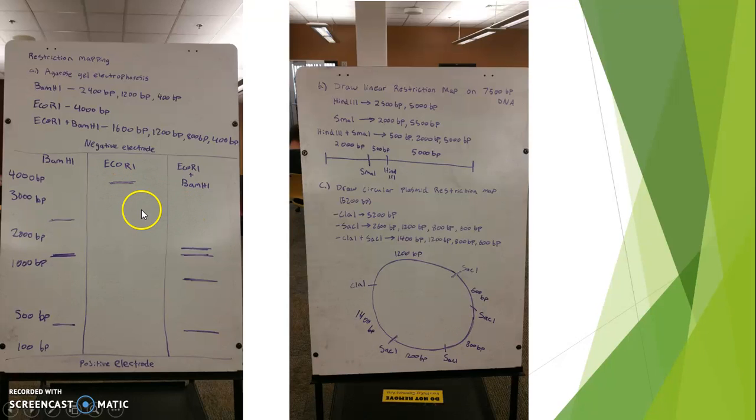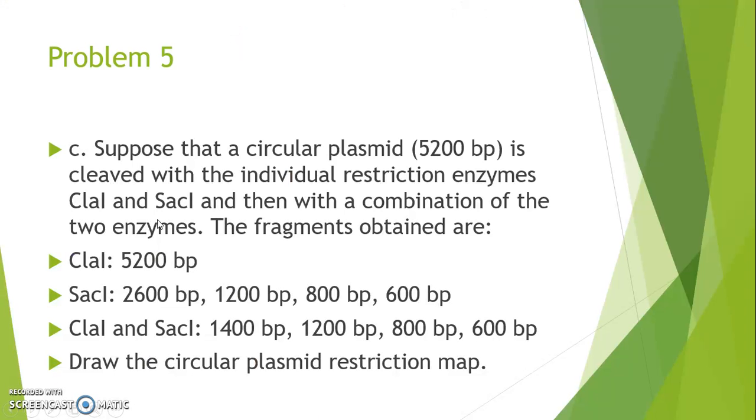And the ECO with the BAM, there are going to be bands at 1,600, 1,200, 800, and 400. So here's a band at 1,600, 1,200, 800, and 400. So these are how the banding patterns would look.